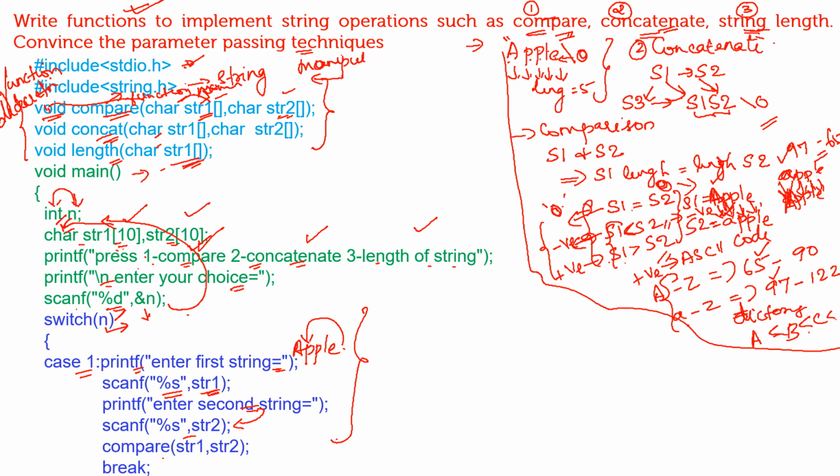Now compare(string1, string2). This is what is called a function call, right? Compare. As soon as the compiler sees this line, the control will go and check where the function compare is, with two parameters, argument string1 and argument string2. So now the control will go to your function.